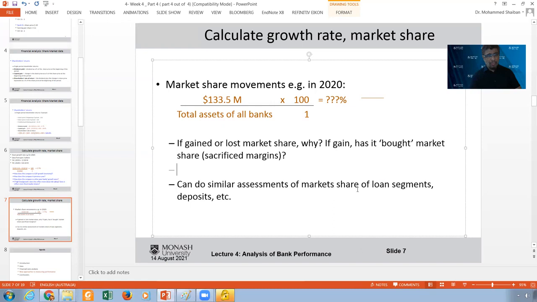We can do a similar assessment for market share of loan segments and deposits. So you have to see the total market share for the assets, and you can do it for the deposits, and you continue like this, because here we used the total assets, but we can also use the total deposits, which means how many people are depositing with us, because you can give loans from many places, including issuing bonds or borrowing from other banks, not only from the depositors.